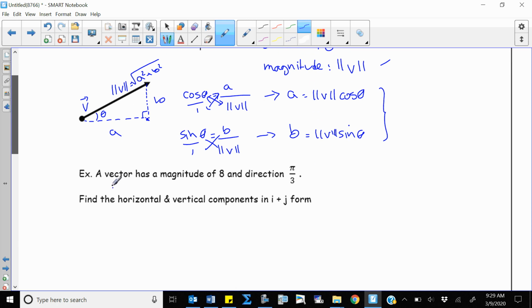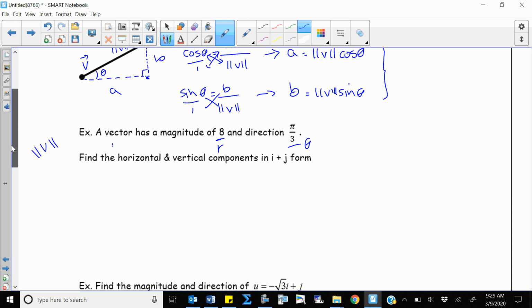So here we are going to do an example. A vector has a magnitude of 8 and a direction of pi over 3. So the direction is the theta that we have, and 8 is the magnitude. Sometimes we can just write the magnitude as r. It's just a name. If the vector is called v, you could write the magnitude in this form, or just make it easier and write r. So here the magnitude is 8 and theta is pi over 3.